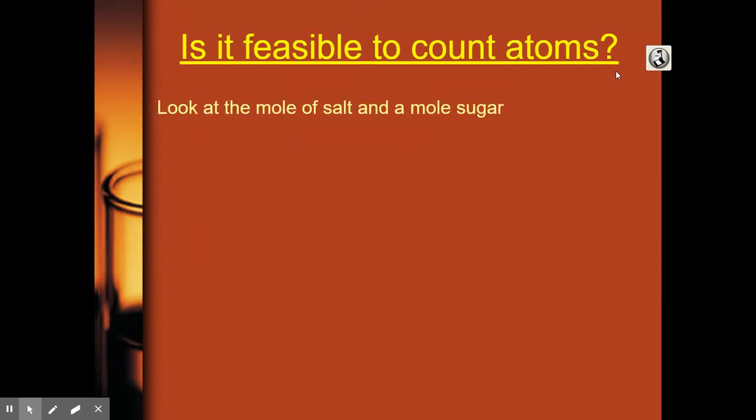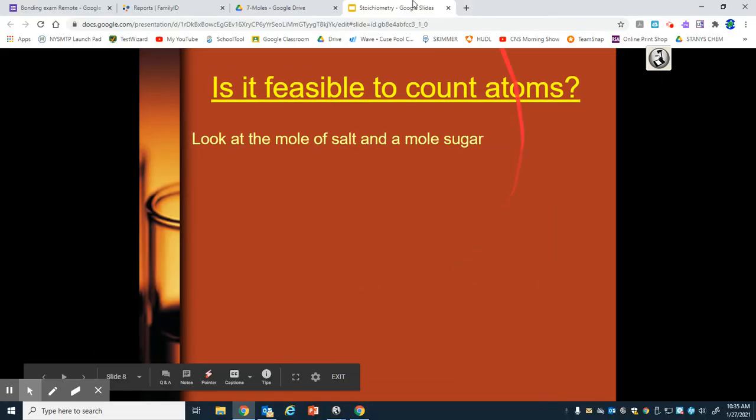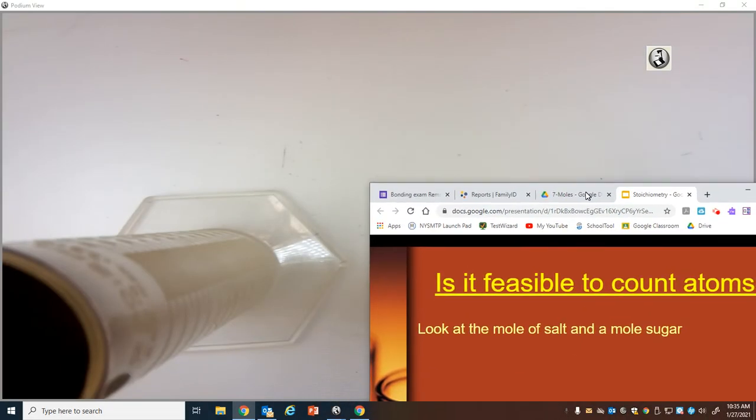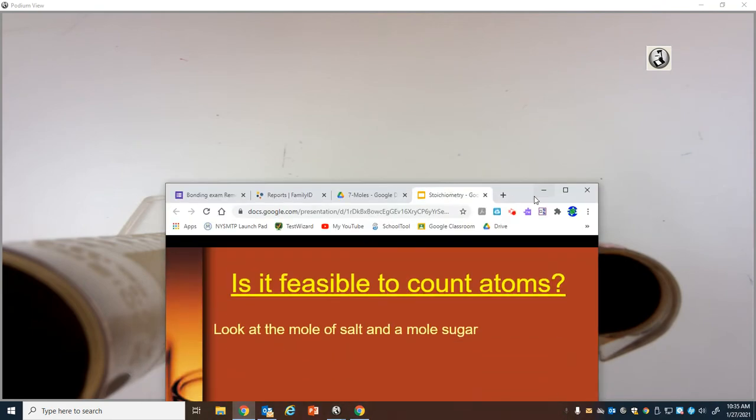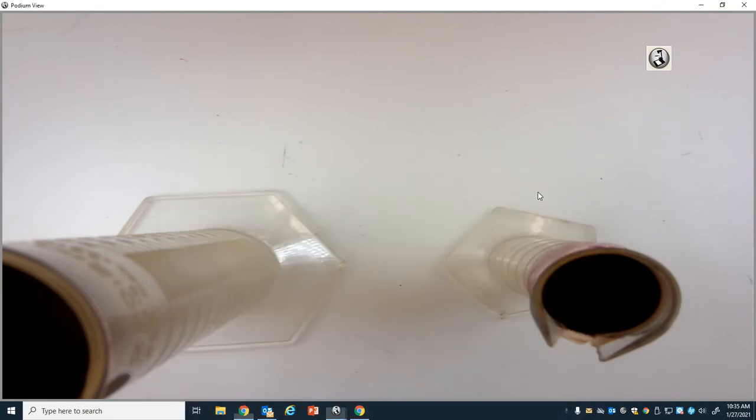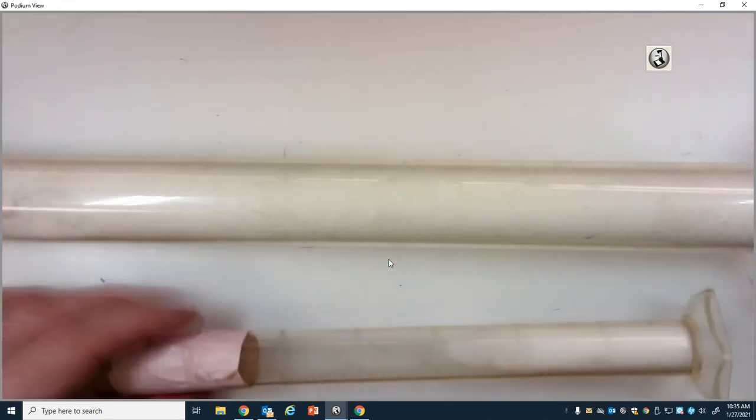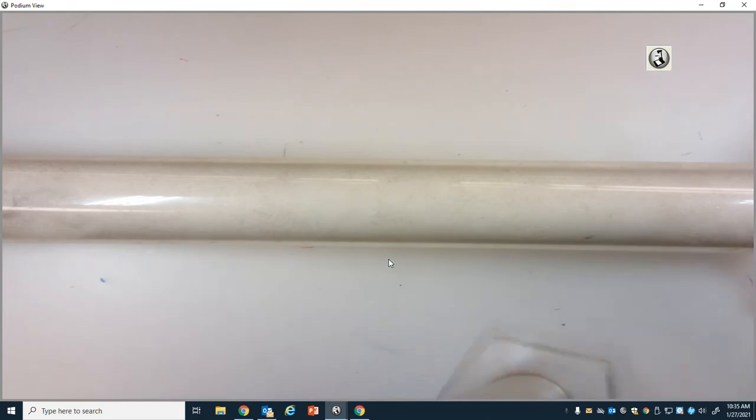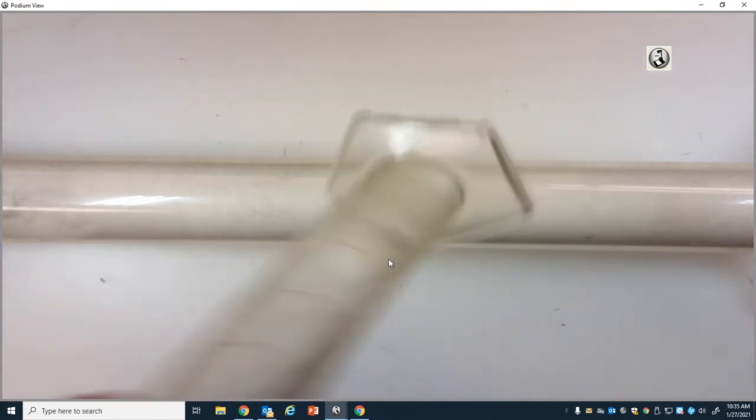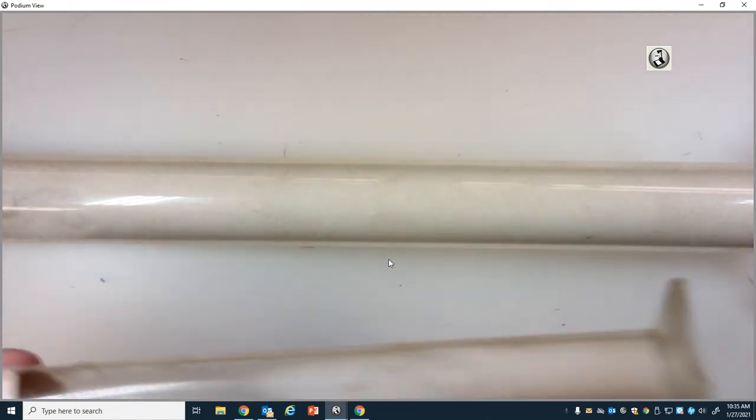Is it feasible to count atoms? Look at a mole. So here, I think this will work. I tried to set it up so it would work. Hopefully it does. On here, I'm just going to minimize this down. I have a mole of salt and a mole of sugar. So I have 2 different graduated cylinders here, and you can see that they're significantly different in size. The one in my hand right now is salt.